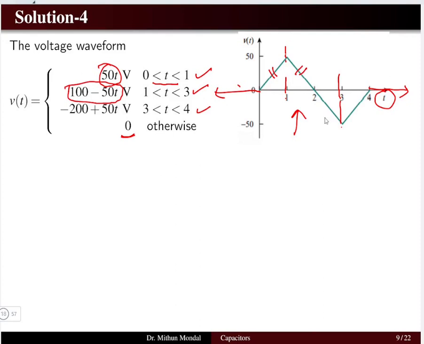From 2 to 3 you have 4 seconds. Now you can cover this entire zone with one straight line. So either you can split from 1 to 2 or 2 to 3, or you can combine this from 1 to 3. Now from 3 to 4, you have another line which is a break here. That equation you have to write. So combining that, we will get the voltage equation.